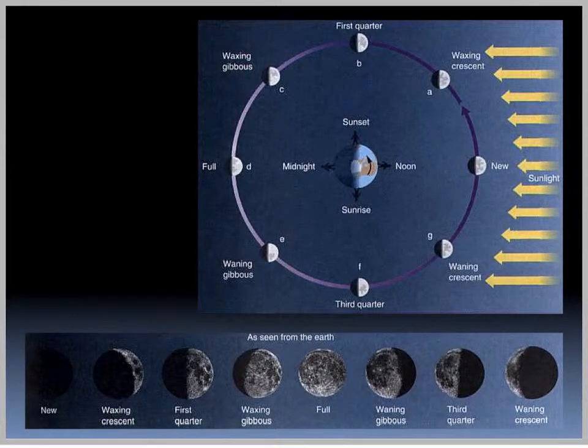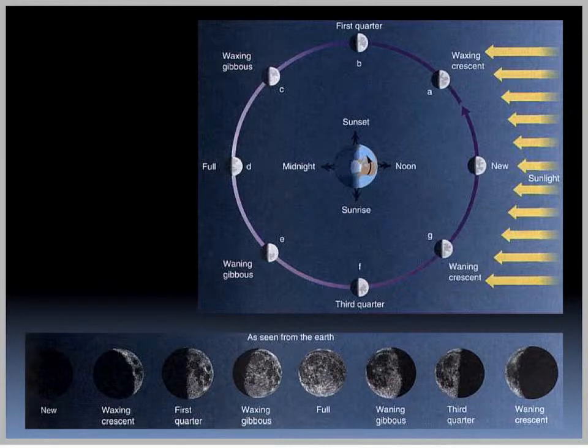So as seen from the Earth, we have a new moon. We can't see any of it. It's waxing crescent here. It's first quarter. It's waxing gibbous here. Becomes full, and then it starts to wane and get less light. So it's waning gibbous here. It's third quarter. And waning crescent, and then back to new moon.